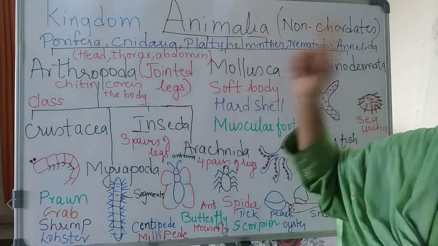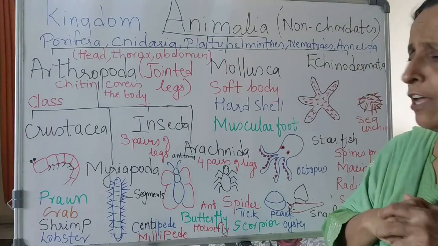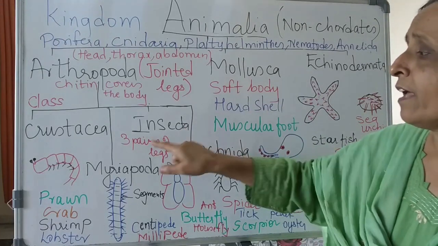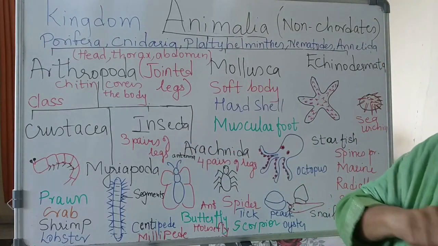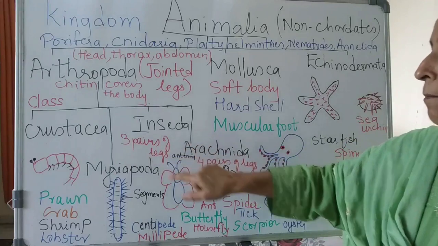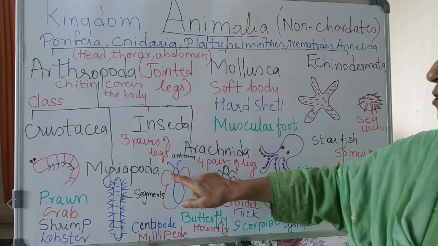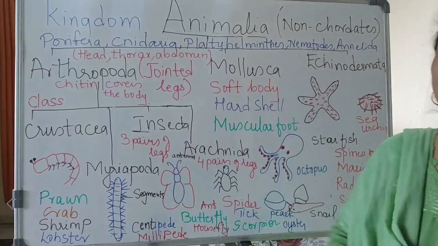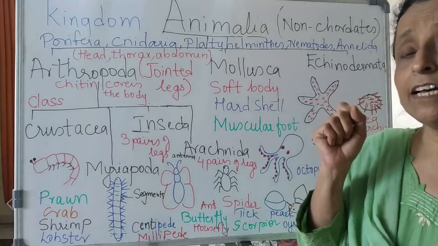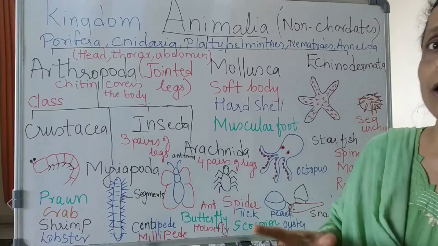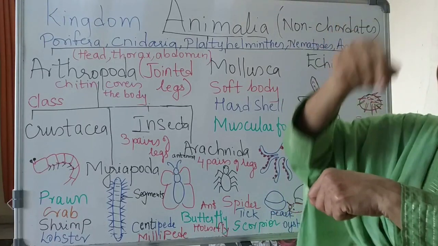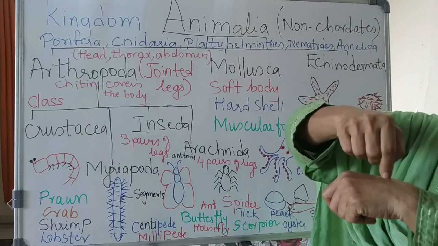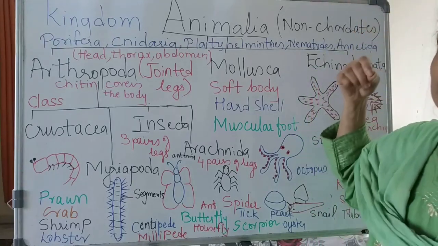Now next is Insecta. Insects you see all around. Here they have three pairs of legs. Insecta, they have three pairs of legs. The body has wings, antennae, head, thorax, abdomen. And in Insecta, they have a special mouth. Like a mosquito is going to bite you, it is going to put its proboscis in and suck the blood.